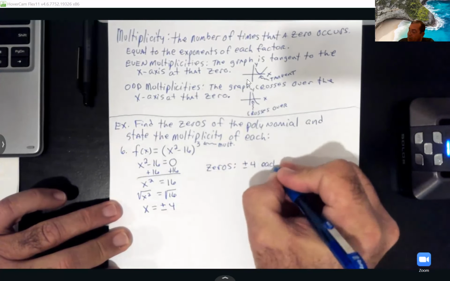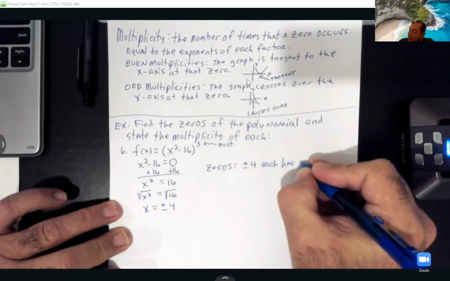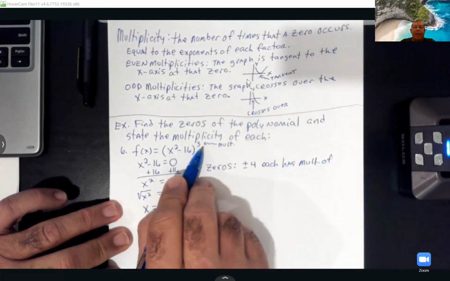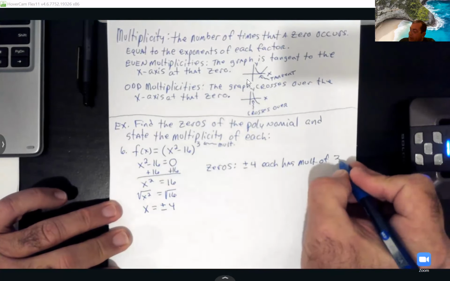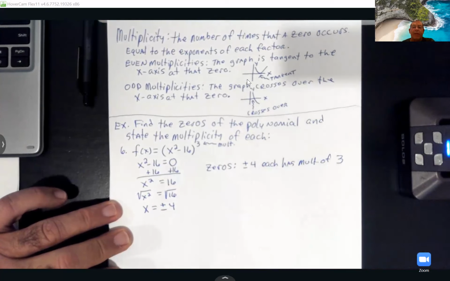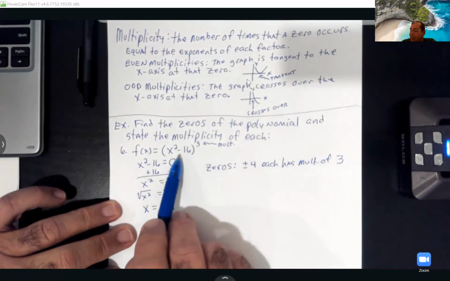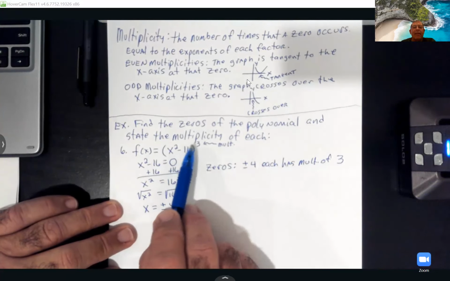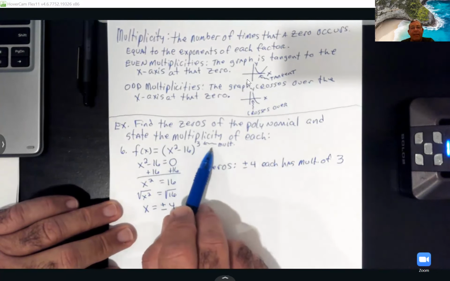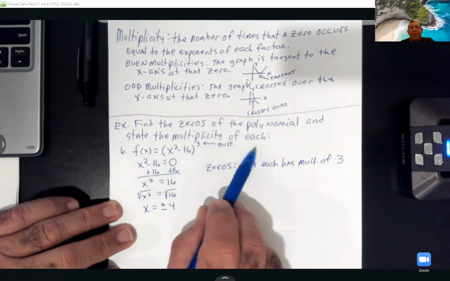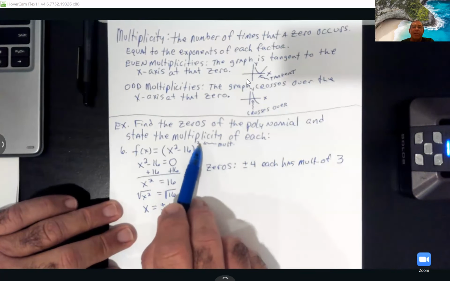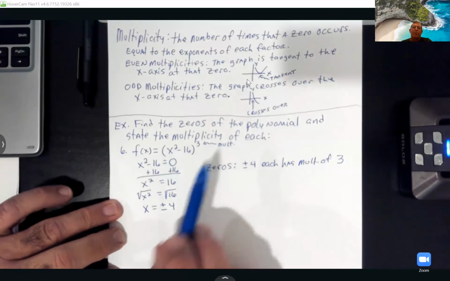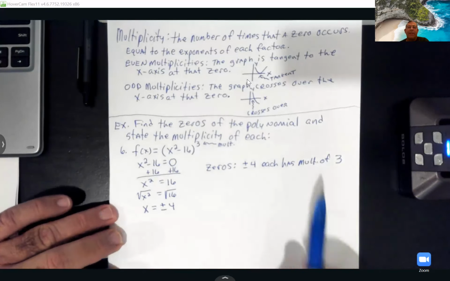Each has a multiplicity of, well, y'all, that exponent out there is my multiplicity. So each one of them has a multiplicity of 3. And y'all, that's because if you were to write this out, you would get x squared minus 16 times x squared minus 16 times x squared minus 16. So that's what that 3 is doing to this. And that's why if you solved every single one of those, you get the same answer 3 times.